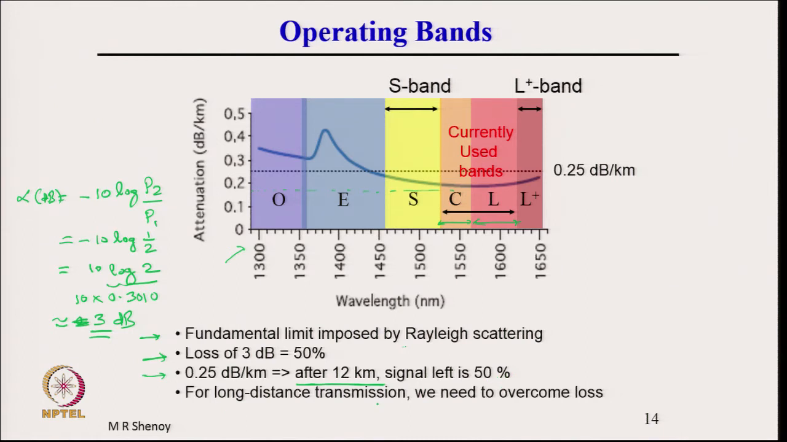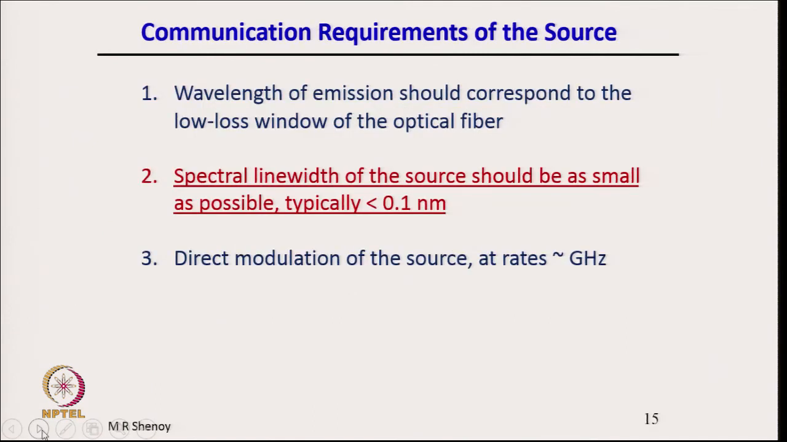For long distance transmission, we need to overcome loss. This is okay, 12 kilometers, it becomes half, half is fine, even if it becomes 1/4, 1/10, it is fine. But if the length of the link becomes very large, then the loss would become higher, and for long distance transmission, where long distance means hundreds of kilometers, we need to overcome loss. How to overcome loss is by the use of amplifiers. We will discuss that a bit later.